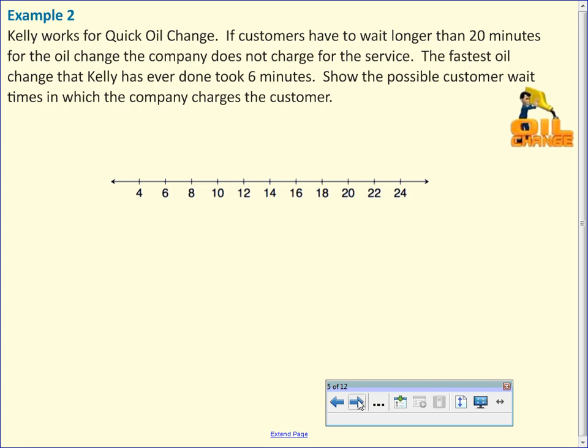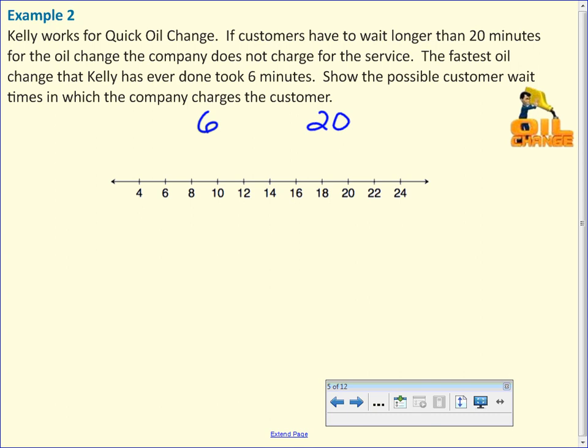Show the possible customer wait times in which the company charges the customer. So it won't be more than 20, but it won't be less than 6. So your oil change is going to take between how long? Between what? You're going to wait anywhere between 6 minutes and 20 minutes. So we're looking at between 6 and 20 minutes.